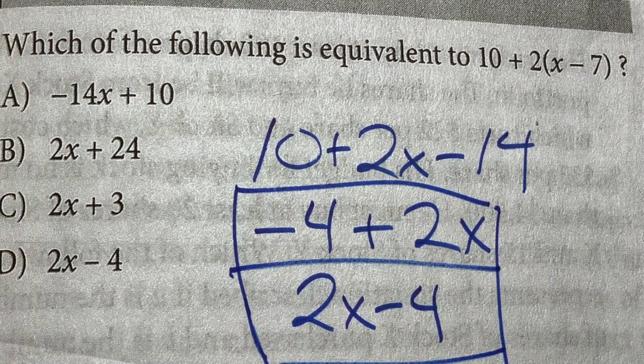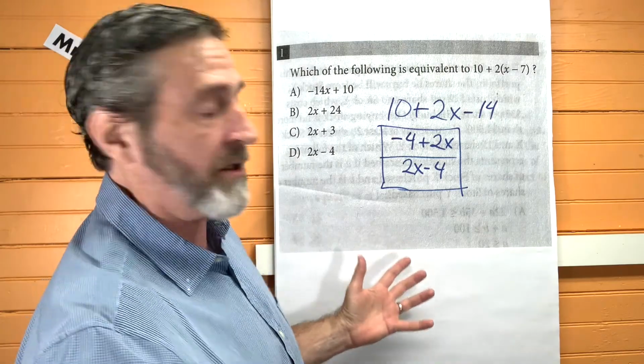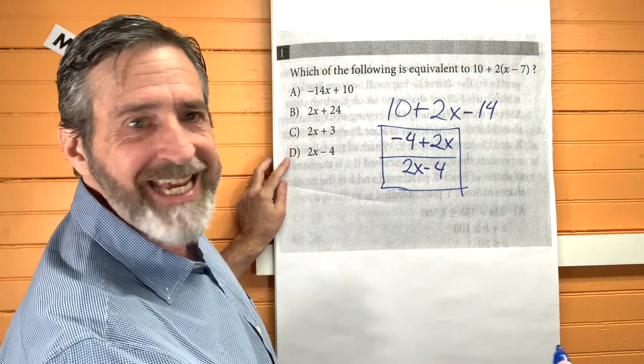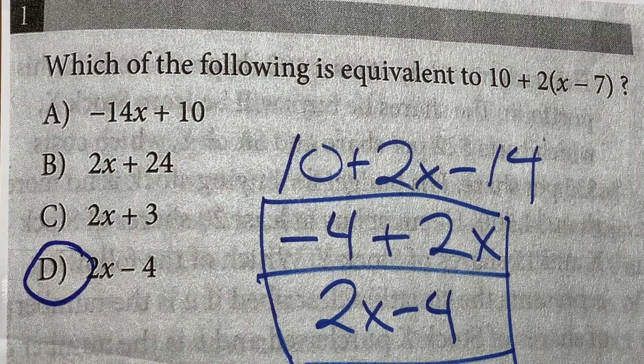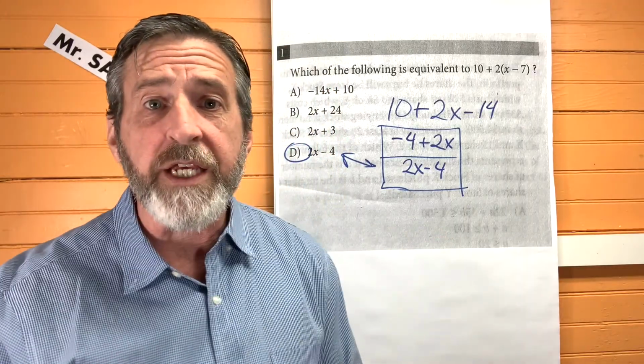Can we find any of those in the answer? Let's look. And bingo, D, it's right there. 2x minus 4. And the answer is D. It really is just that simple.